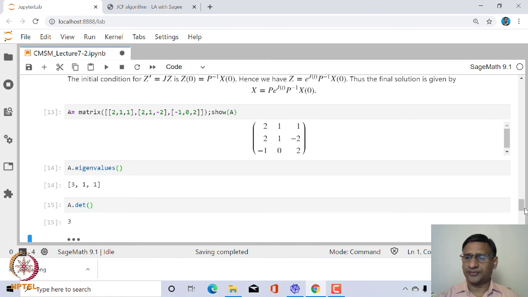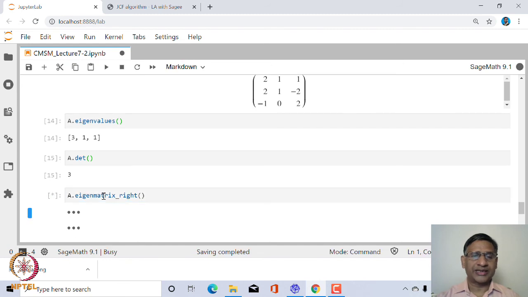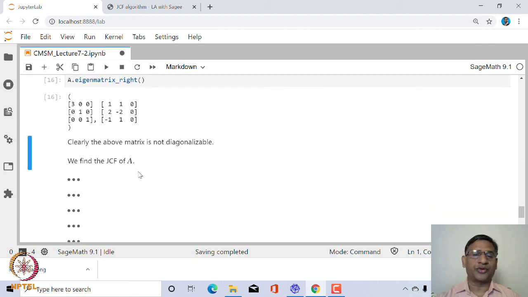So let us look at the eigenmatrix of A. You see that for one eigenvalue, this is a 0 matrix, so it cannot be diagonalizable. This matrix is not diagonalizable, that is what it means. It does not have enough eigenvectors to make a basis, right. So in that case we will find the Jordan canonical form of A.